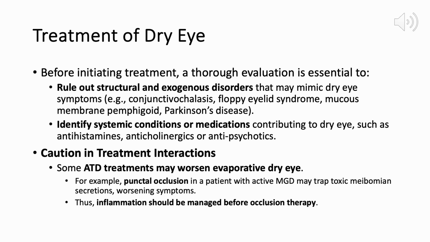We also need to use caution when initiating treatment, especially in patients with evaporative dry eye. Some treatments, such as punctal occlusion, may actually worsen symptoms in certain cases. For example, in a patient with active meibomian gland dysfunction, blocking tear drainage can trap inflammatory secretions on the ocular surface, exacerbating irritation. For this reason, inflammation should be controlled before considering occlusion therapy to avoid worsening the underlying condition.